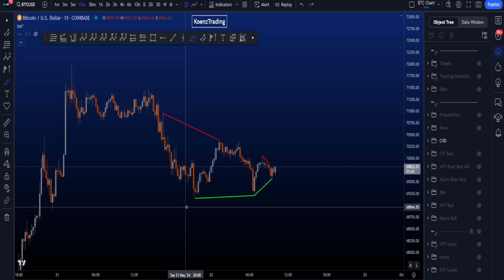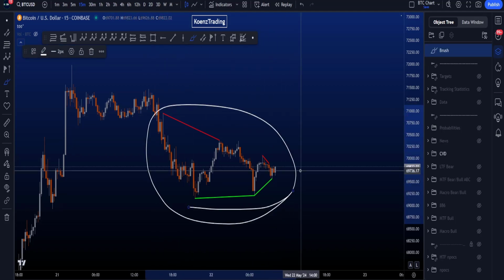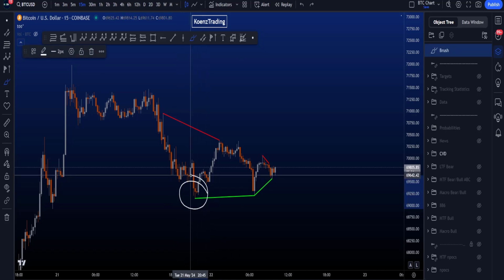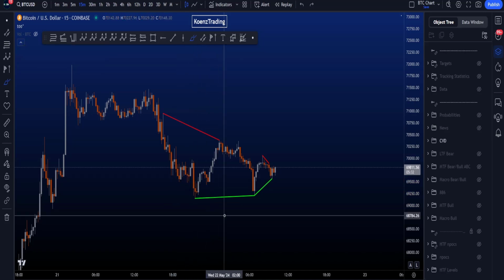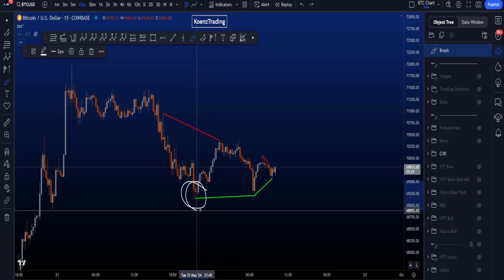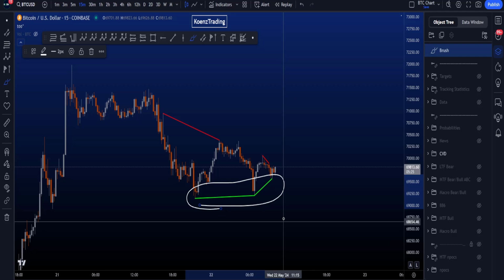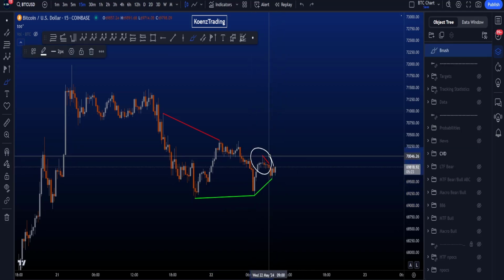Looking at these CVD divergences, we have both bearish and bullish CVD divergences, but with a CVD, I do prefer to look at the CVD on the right side of the most recent high or low, and this is currently the most recent low on the chart, where we have 2 bullish CVD divergences here. We also had a bearish CVD divergence, but this one already played out.